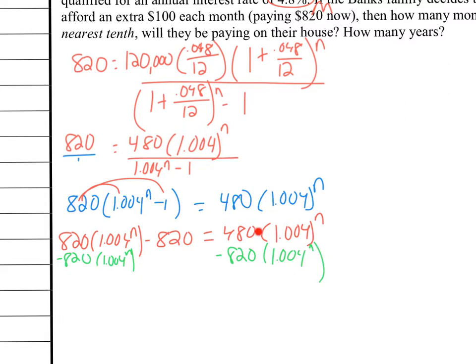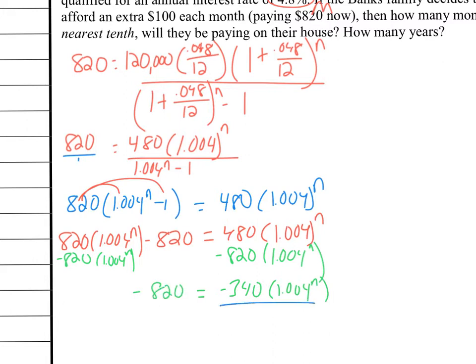So I have 480 of those things minus 820 of those things, and they're the exact same things, so we're allowed to subtract. It's like terms. It's just weird because we have a base and an exponent. So when we subtract 480 minus the 820, we are going to get 340. So watch the sign change here. So we get negative 340 of all of those 1.004 to the n's. And on this side we get negative 820.